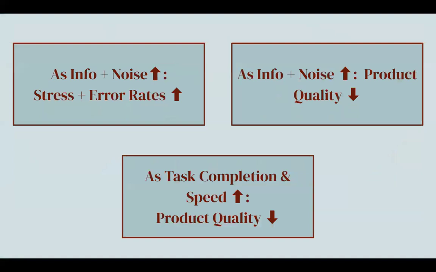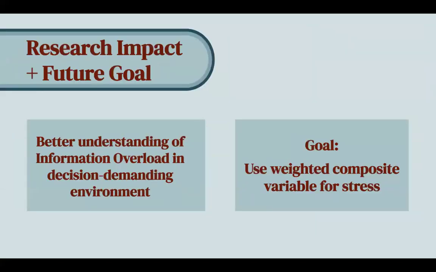And what was able to be seen was that as information and noise increased, stress and error rates increased, and product quality lowered. And as the instructions were increasing in completion and their speed was increasing, their product quality was going down. So essentially, this allowed a better understanding of information overload in a decision-demanding environment and filled the gap of previous studies.